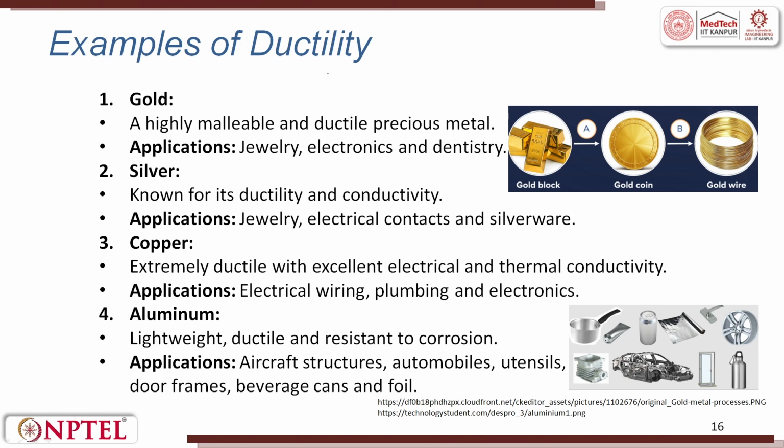Some examples of ductility: gold, a highly malleable and ductile precious metal. You can see a gold block leading to a gold coin, from a gold coin leading to a gold wire, which can be used for engineering or ornamental applications, jewelry, electronics and design. The electronics industry also uses gold wire. Dentistry also uses gold wires. Silver, known for its ductility and conductivity, is used for jewelry, electrical contacts and silverware. Copper is extremely ductile, with excellent electrical and thermal conductivity.